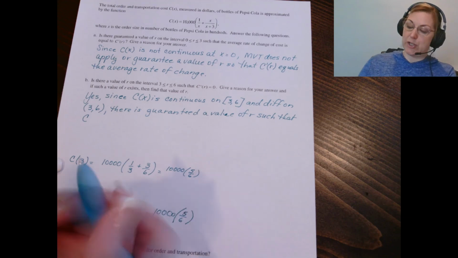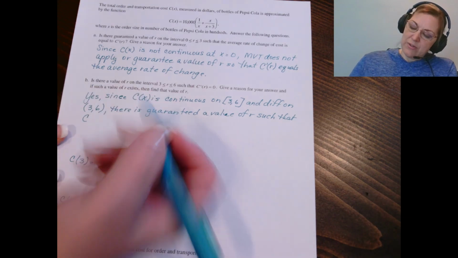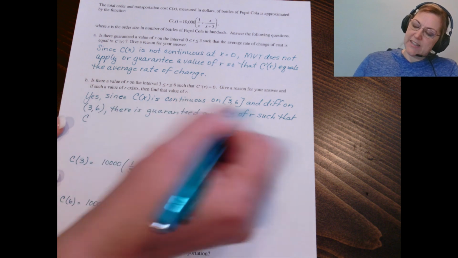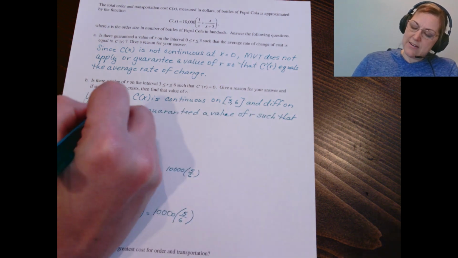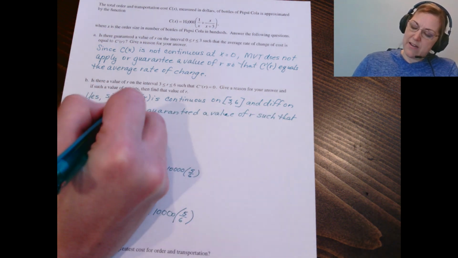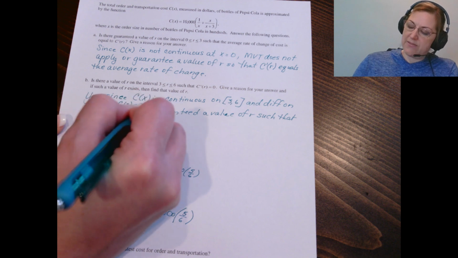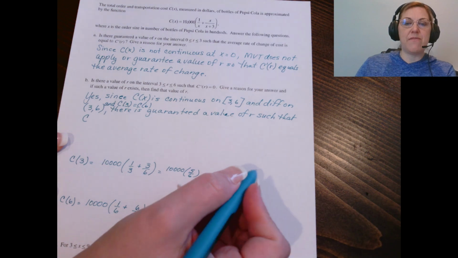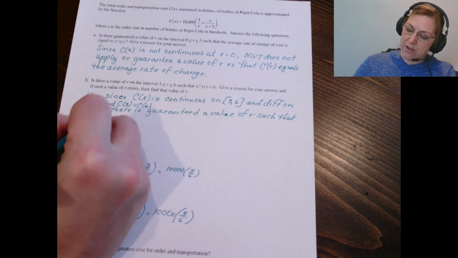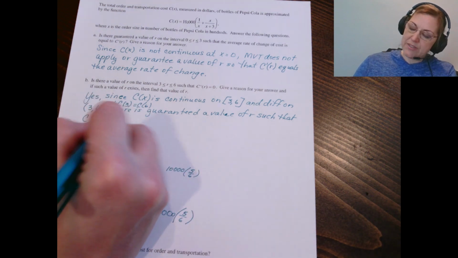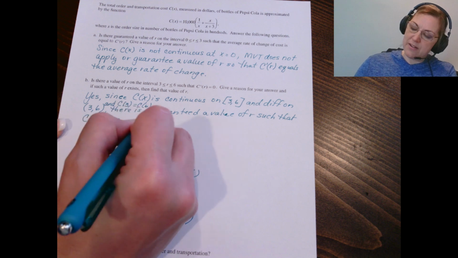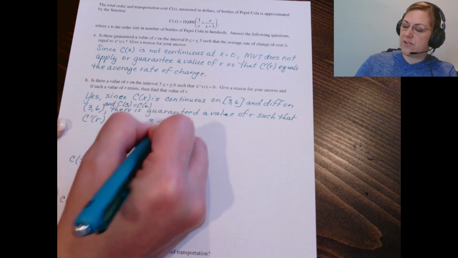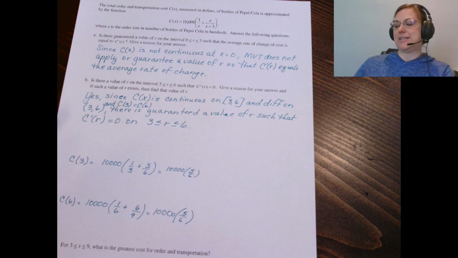So yes, we're good. So let's add, since C of x is continuous and differentiable, and C of 3 equals C of 6, there we go. There is guaranteed a value of R such that C prime of R equals 0 on 3 is less than or equal to R is less than or equal to 6.